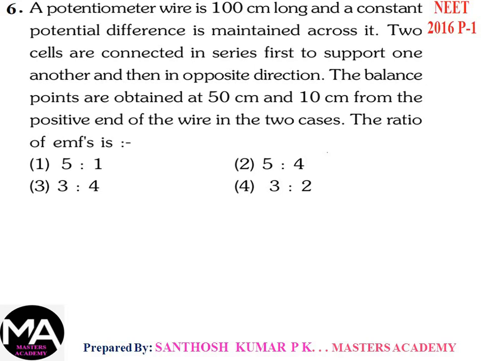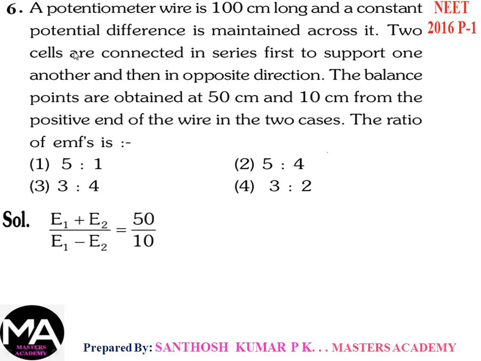It is from NEET 2016, phase 1. A potentiometer wire is 100 centimeter long and a constant potential difference is maintained across it. Two cells are connected in series, first to support one another and then in opposite direction. The balance points are obtained at 50 centimeter and 10 centimeter from the positive end of the wire. In the two cases, the ratio of the EMFs is. 4 options are given. So, solution.